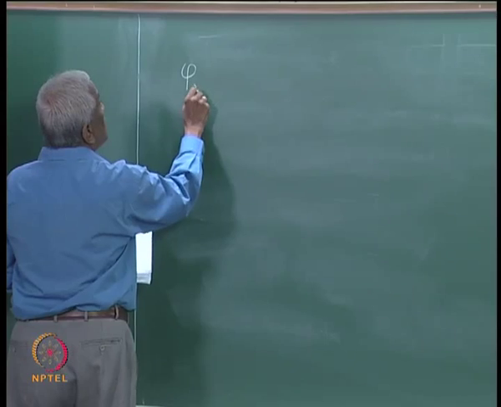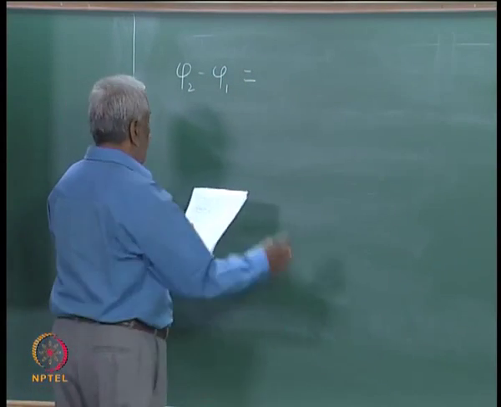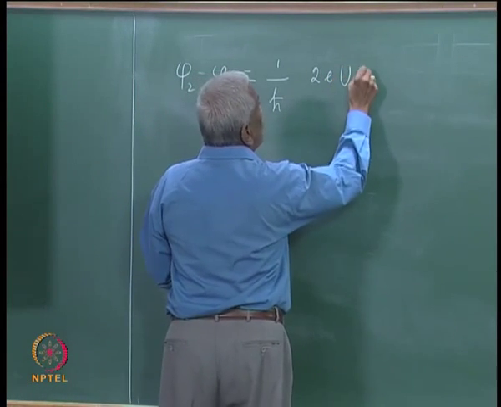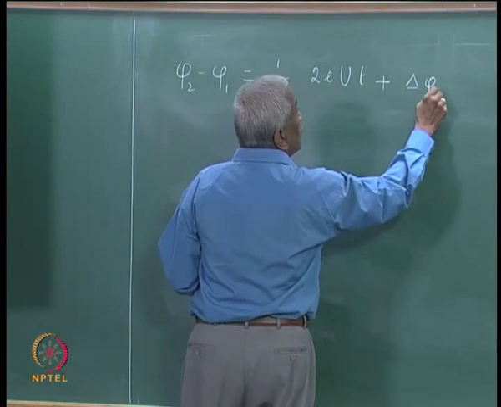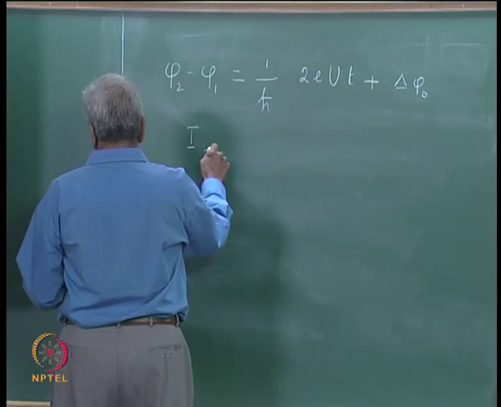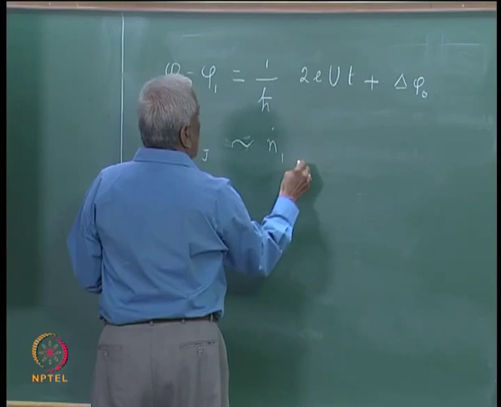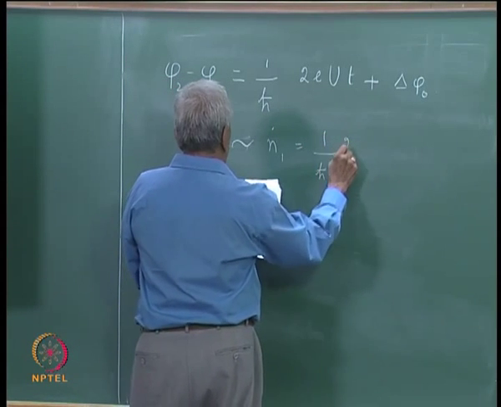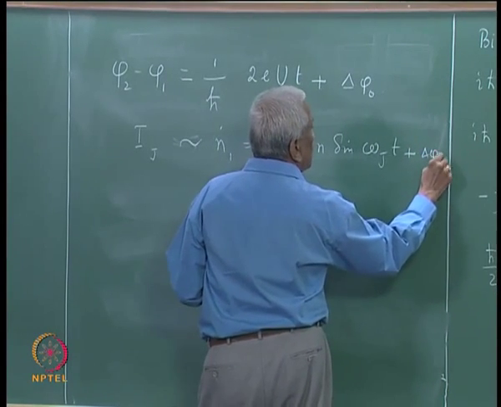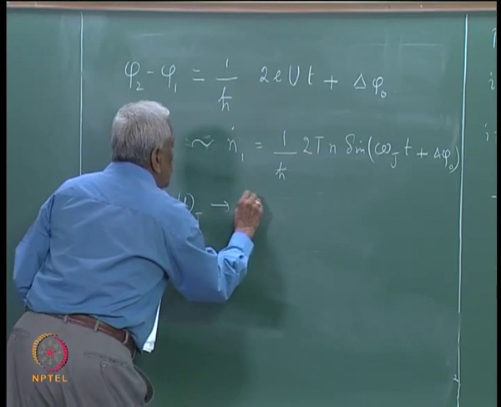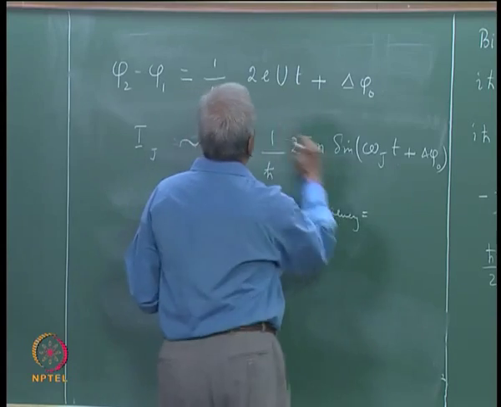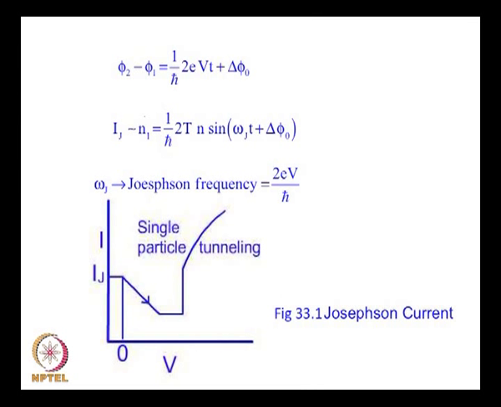So, this means that the quantum mechanical phase difference phi 2 minus phi 1 between the two superconductors is just 1 by h cross into Q, where Q is twice the electronic charge because of pairing, as we know, times U times t plus any initial phase difference which might already be present. So, the Josephson current, which goes as n 1 dot, is 1 by h cross 2 T n sin omega j t plus delta phi 0, where omega j is the Josephson frequency, which is given by 2 EU by h cross, and this is the Josephson current.